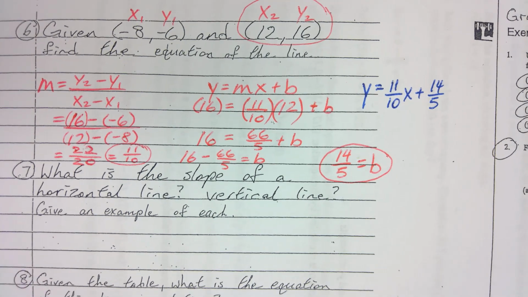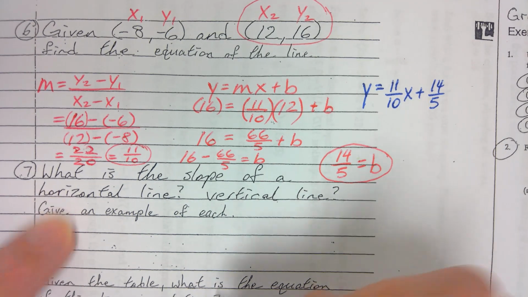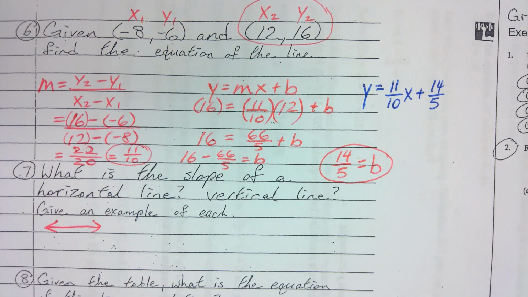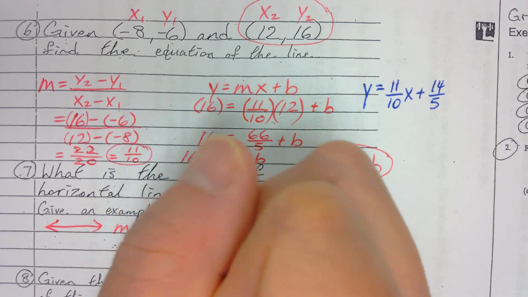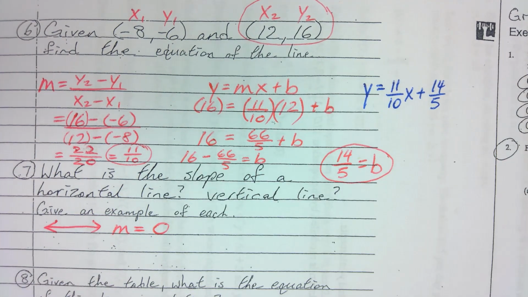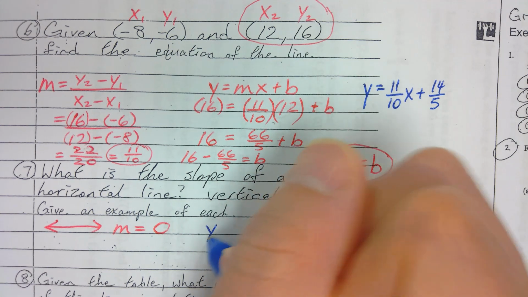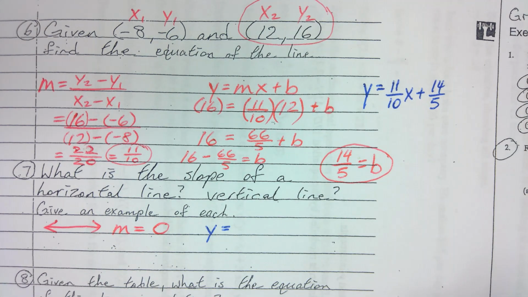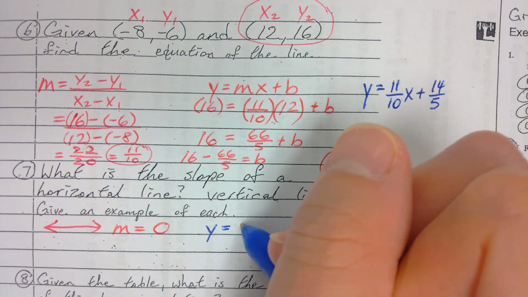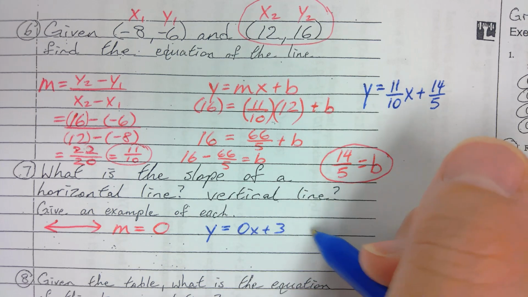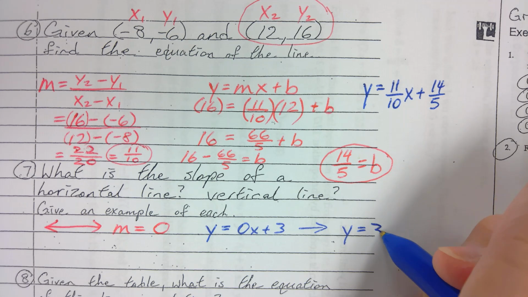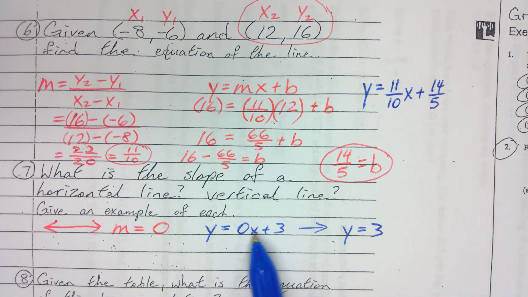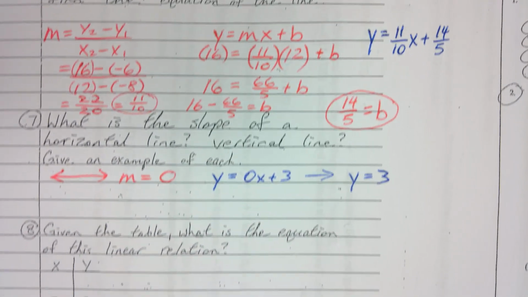Number 7, what is the slope of a horizontal line? Viresh? Right, m equals 0. So an example of the equation: y equals 0x plus 3, or when I simplify it, it's simply y equals 3, because 0x is 0, so I can just write it that way.